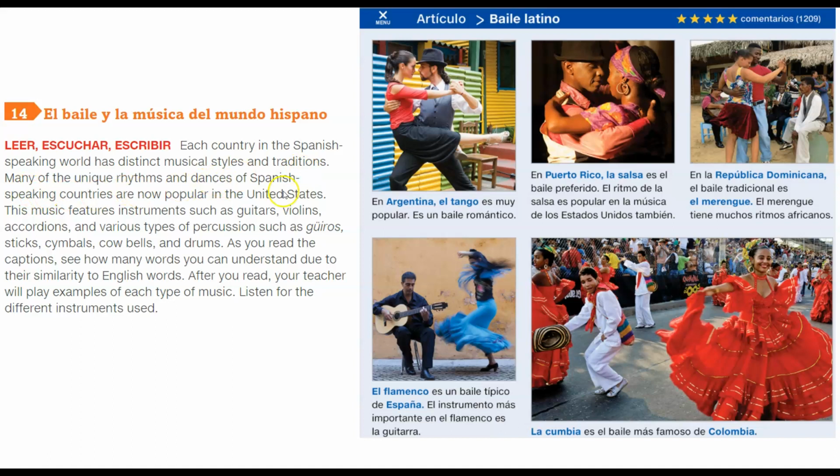Many of the unique rhythms and dances of Spanish-speaking countries are now popular in the United States. This music features instruments such as guitars, violins, accordions, and various types of percussion such as guiros, sticks, cymbals, cowbells, and drums. As you read the captions, see how many words you can understand due to their similarity to English words. After you read, your teacher will play examples of each type of music, listen for different instruments used.